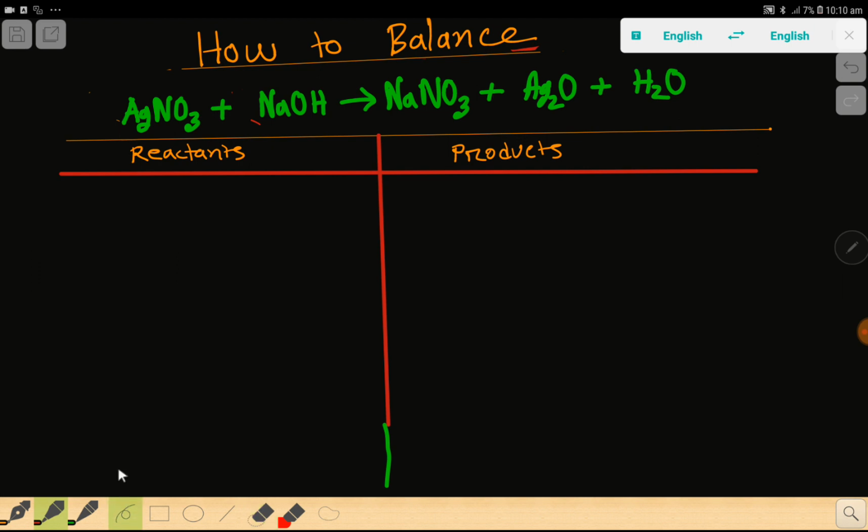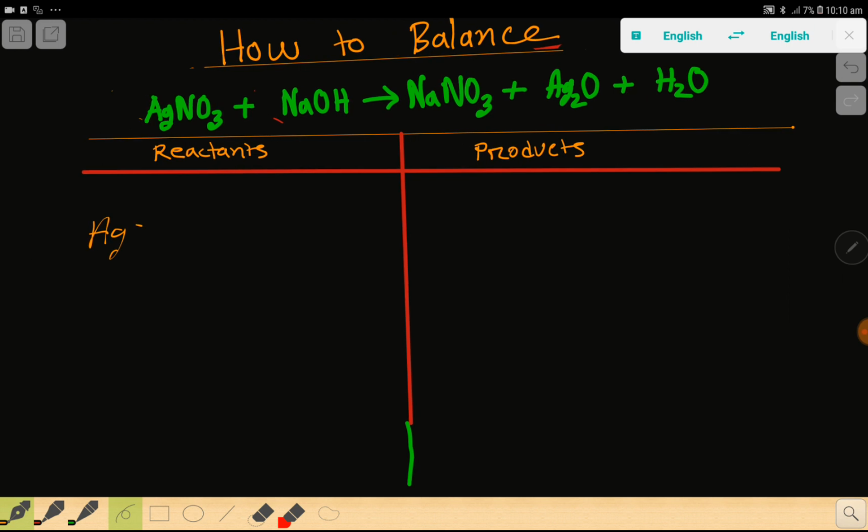So look, in the left hand side we have silver, right? We have silver, that is 1.